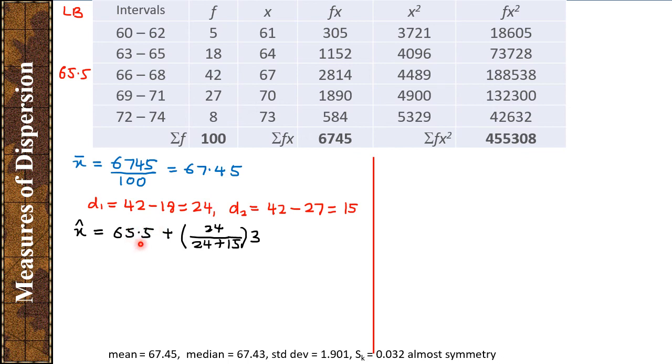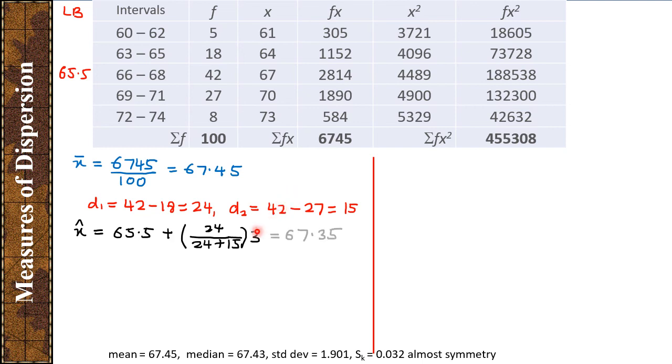So the lower boundary is 65.5, D1 is 24, D1 plus D2 is 24 plus 15, and then the size is 3. Since the data changes by 0.5, we cannot do 68 minus 66. That one will get 2, which is wrong. So you have to use the lower boundary and upper boundary. So 68.5 minus 65.5, so we got the size of our class interval is 3, not 2.